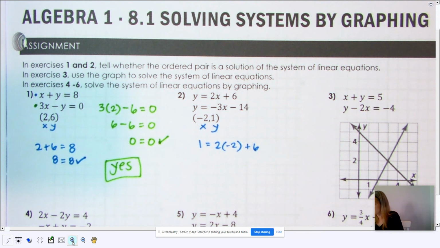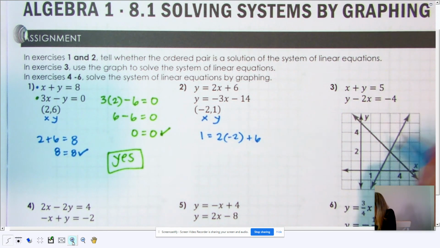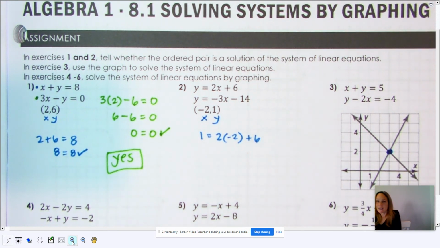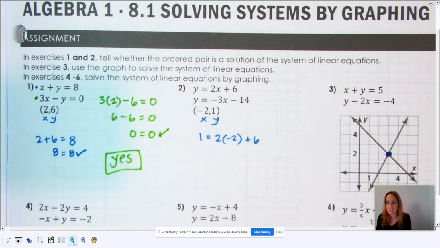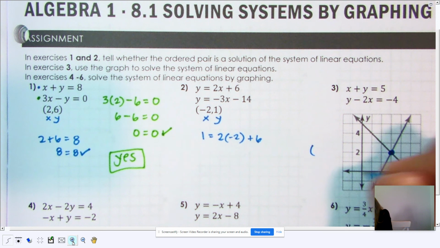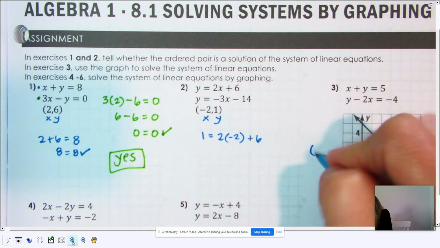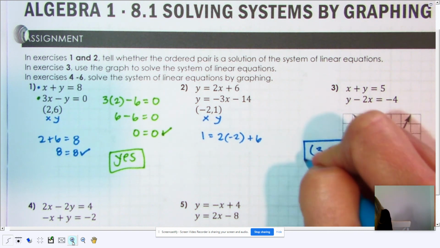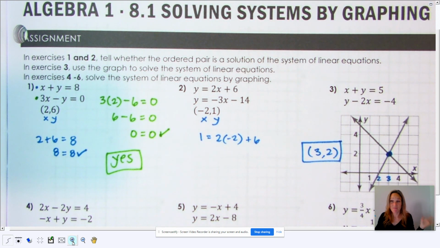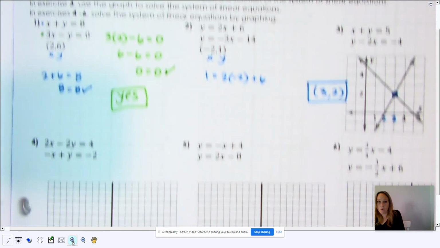Okay, so for question 3, we're going to use the graph to solve. This one's my favorite one because look, you guys, it already graphed it for us. So all we have to do is find where they cross and then write it as an ordered pair. Okay, so the answer for this one would be, it went over 1, 2, 3, and then it went up by 2. So 3, 2. All we had to do for that one was count. Super easy, right?